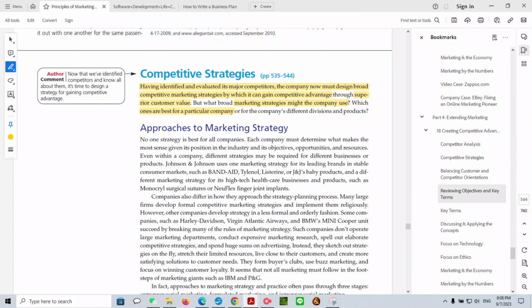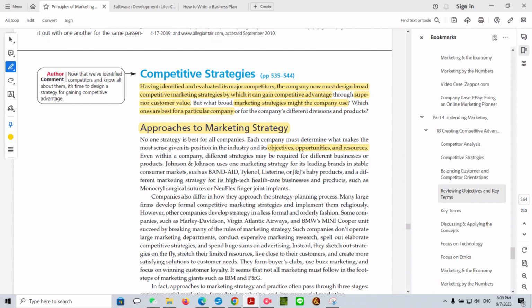Now we have approaches for marketing strategy. That is, no one strategy is best for all companies. Each company must determine what makes the most sense given its position in the industry and its objectives, opportunities, and resources. So that's what you have right there. You need to consider its objectives, its opportunities, and its resources. Even within the company, different strategies are required for different businesses or products. Johnson & Johnson uses one marketing strategy for leading brands in a stable consumer market such as Band-Aid, Tylenol, and Listerine, or in J&J Baby Products, and a different marketing strategy for its high-tech healthcare business and products such as Monocle for surgical structures or Newflex for finger joint implants. So these are different products for different segments.